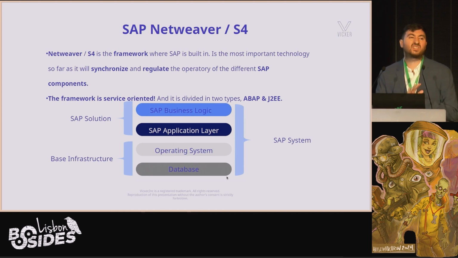Now, the framework is service-oriented, and we have 2 types of framework. We have ABAP, which is the most important one, and if you need to remember something from it, it's where the money is. Here you have the credit cards, the payments, IBANs, etc. The important stuff is in the ABAP, and it is mainly utilized as a backend.